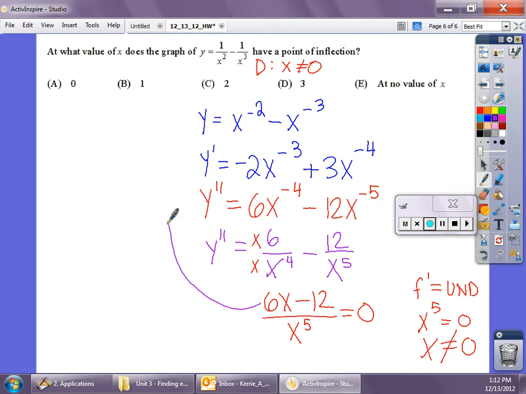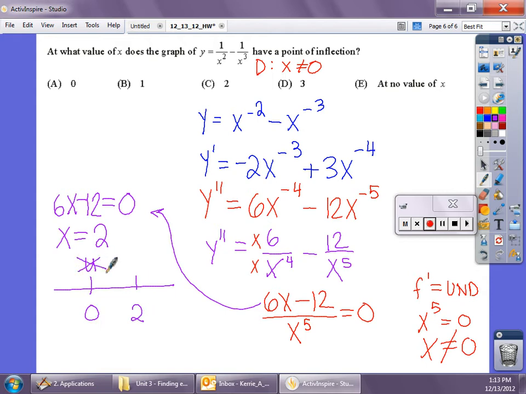When I set the derivative equal to 0, I actually get that 6x minus 12 equals 0. I get x is equal to 2. So when I do my sign chart, I would get 0, I would get 2. Undefined, cross it out because it's not part of the domain. I get a 0 here. Let's double check if there's a point of inflection.